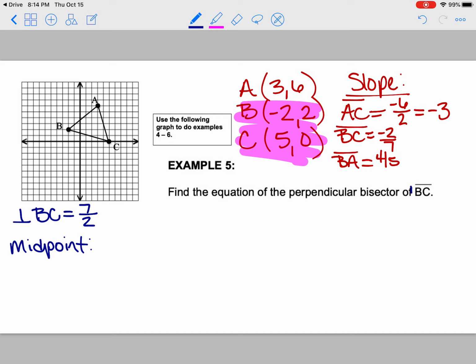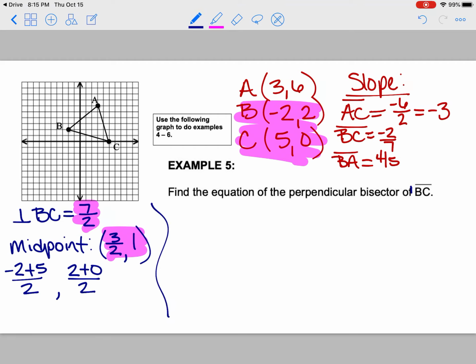Okay, so our two x's are -2 and 5, so we would add those two, -2 plus 5 divided by 2. And we would take our y's, 2 plus 0 divided by 2. So -2 plus 5 is 3 divided by 2 is a decimal, so let's leave it as 3/2. 2 plus 0 is 2 divided by 2 gives you 1. So that is our midpoint. So these are the two things that we're going to be plugging into our y equals mx plus b to find our new equation.